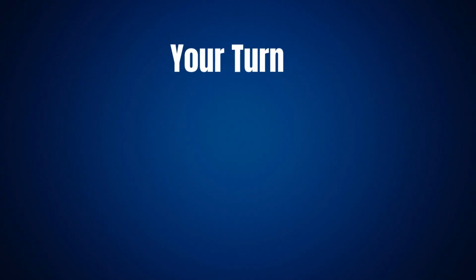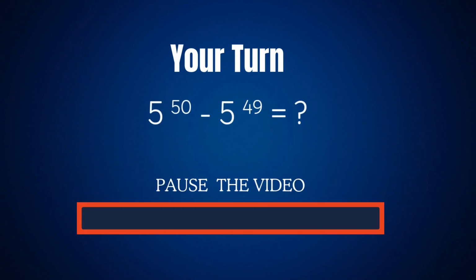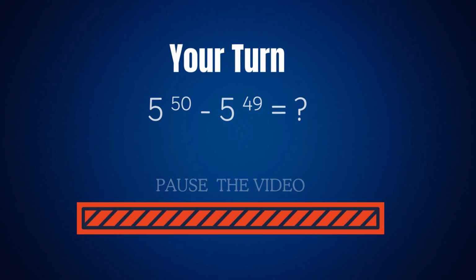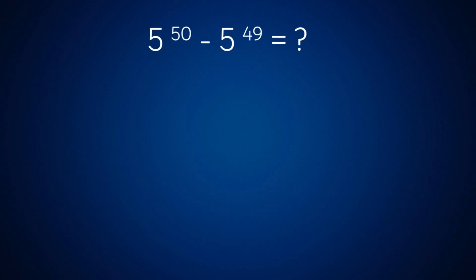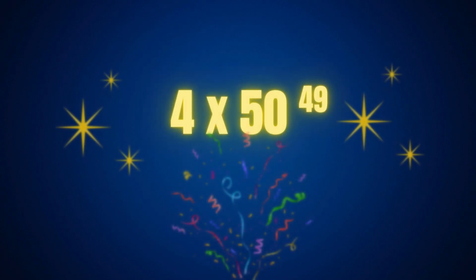Now it's your turn. Pause the video and try this one. 5 to the 50 minus 5 to the 49. Use the same technique we just learned. Got it? Let's solve it together. 5 to the 50 becomes 5 times 5 to the 49. Factor out 5 to the 49, and you get 4 times 5 to the 49.